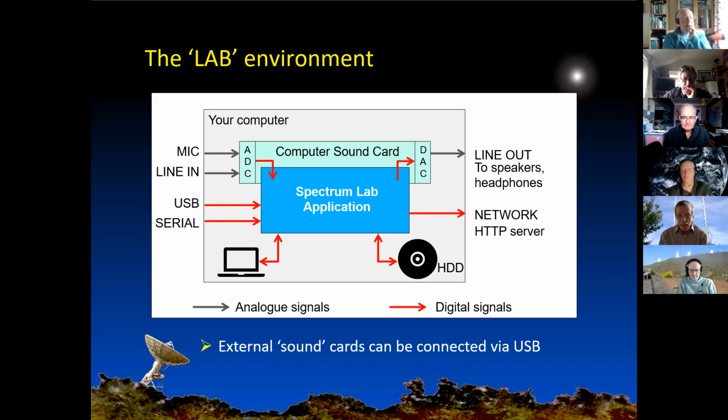So in the computer sound card, you've got the analog to digital converter here, which converts your analog signals through to digital. And at the other end, the digital to analog converter, which takes the digital and converts it back to sound. Spectrum Lab sits on top of that. It interacts with your monitor and keyboard and hard disk to allow you to control things. It also provides a couple of extra functions in terms of taking additional inputs. And as I say, there's the HTTP server.